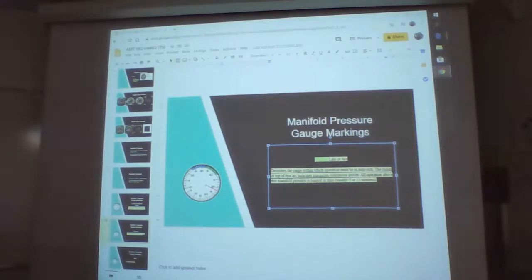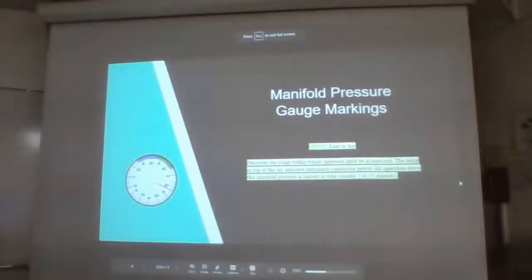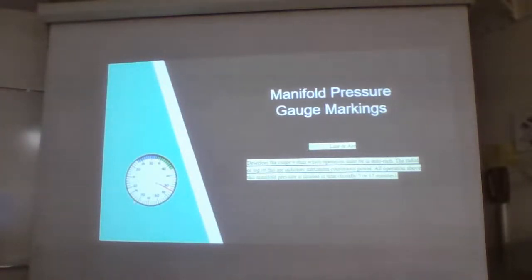Okay, so this next slide is showing you the green operating range of these markings, the green line or the arc in this instrument. We see that on the other side of the blue arc. What the slide says is that the green line or arc describes the range within which operation must be in auto-rich. So these are the markings for an auto-rich condition.